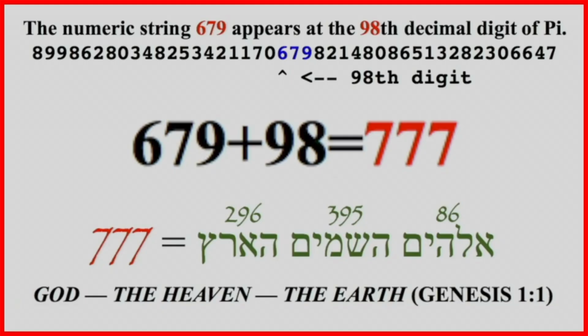777, perfection. The first three key words in the opening verse of Scripture, Elohim Hashemayim Haaretz. God, the heaven, the earth. 777, 777, perfection.